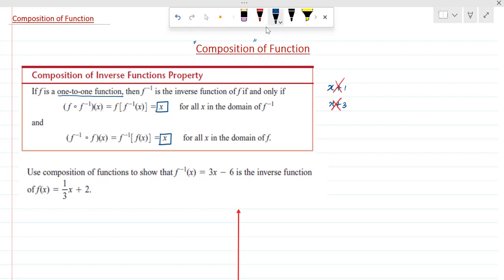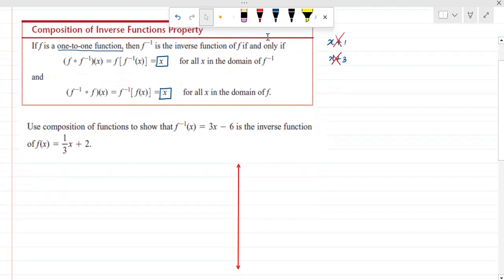Using the composition of a function, show that f inverse, that is 3x minus 6, is the inverse of this one. So I just write f inverse, 3x minus 6, and f of x, which is equal to 1 over 3 x plus 2. Now I have to take the composition of this one. So f composition f inverse.